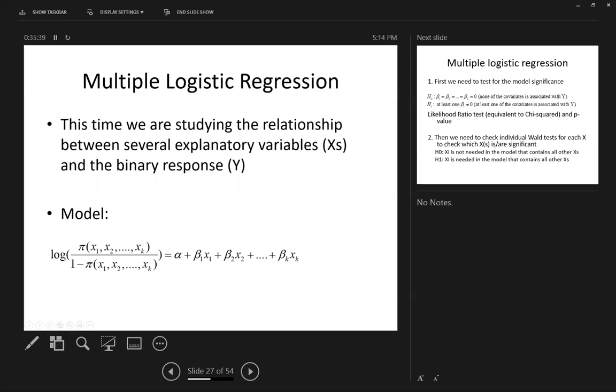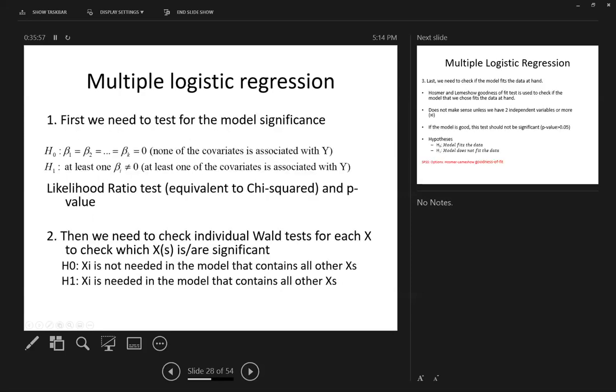So the model is, we model the log of the probability p over 1 minus p. So it is the odds. The log of odds is a linear combination of alpha, the constant, plus b1 x1, b2 x2, up to bk xk.